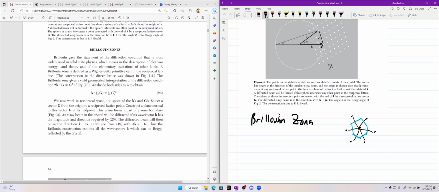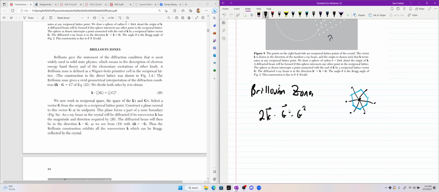The Brillouin zone gives a vivid geometrical interpretation of the diffraction condition, which is 2k dot g equals g squared. So we divide both sides by 4 to obtain k dot 1/2 g equals (1/2 g) squared. Probably by equation 4 is what they meant, not by 4.